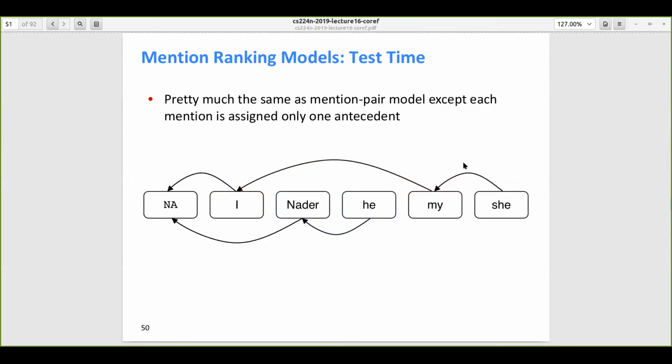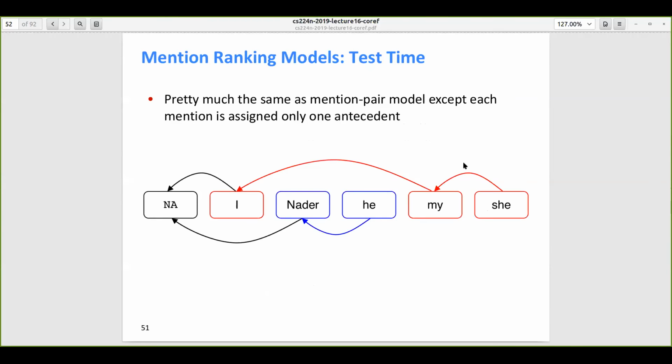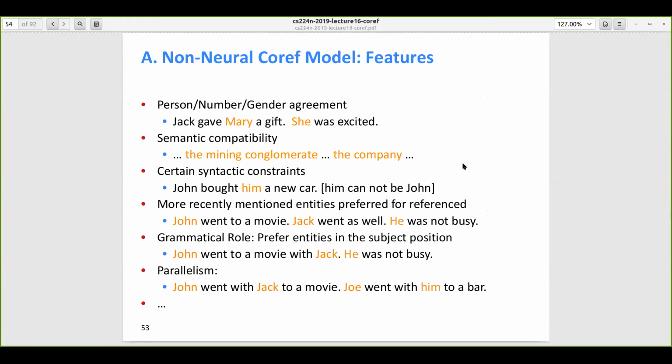So we have seen the probability scores that are being generated here, and there are different ways of getting the probabilities: using statistical classifiers, using a neural network, and using more advanced models like LSTMs and attention-based models as well. So this is how a non-neural coreference model works.